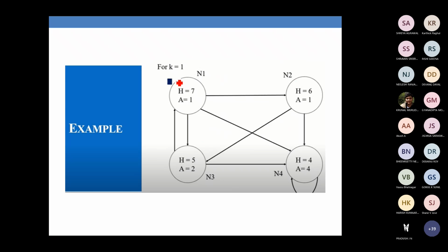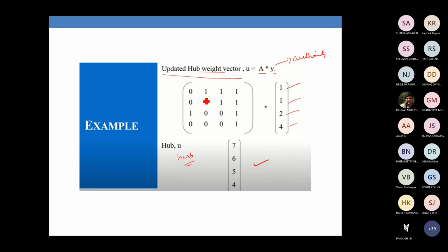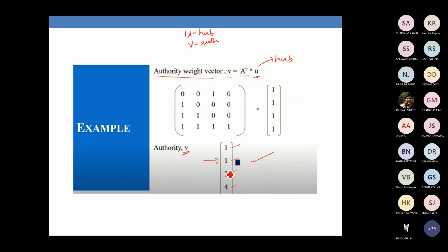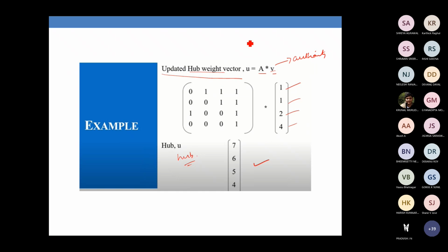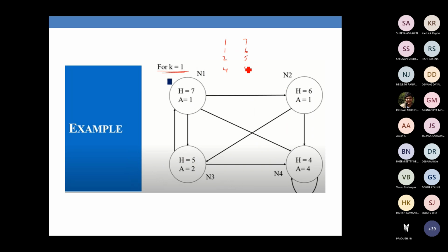Then the next thing, you assign the values for the first iteration. What is the value of hub score and authority score? We have 1, 1, 2, 4, so I write it over here: 1124. And the previous step gives 7, 6, 5, 4. This is going to be for authority and this is going to be for hub. So 7 you write here, 6 you write here, 5 you write here. This is the score for every node, and 4 you write here. This is for the first iteration.